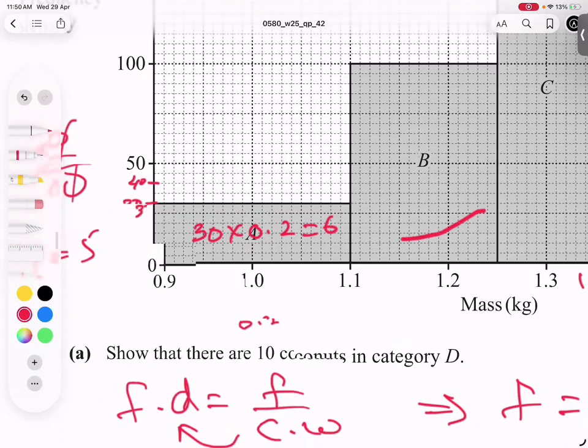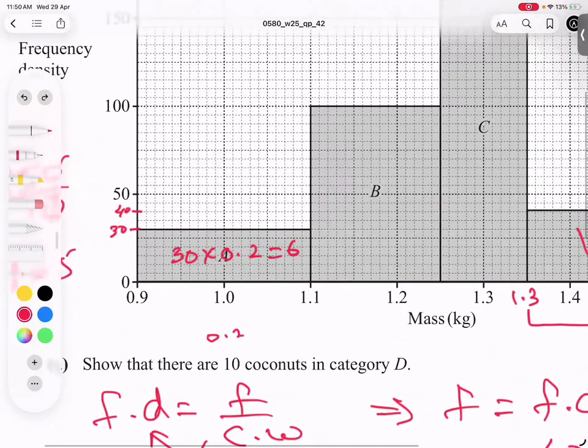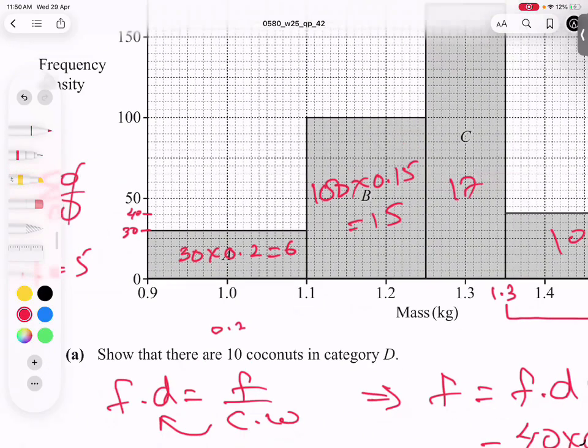What about this, students? Column B. So this is a 100. 100 times this gap, which is 0.15, is naturally 15. So we get 15 from here. Now, students, the frequencies are very clear, and the other frequencies are 17 and 10. So we have all the frequencies.